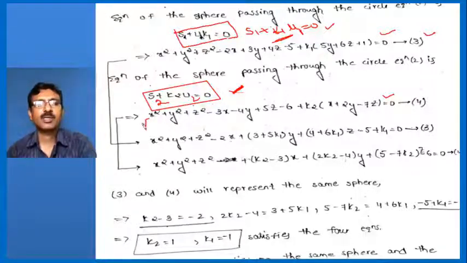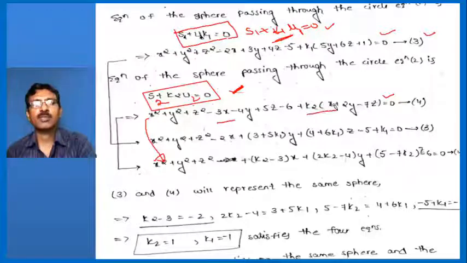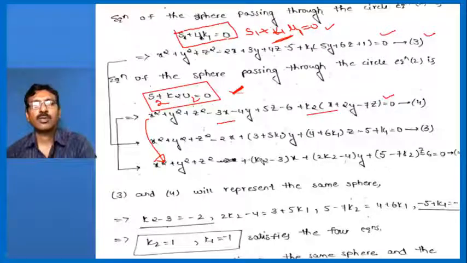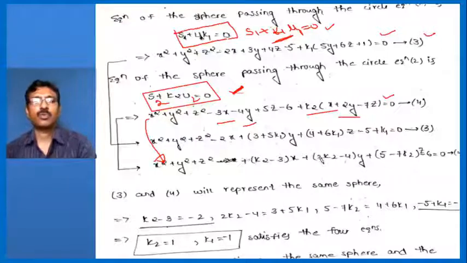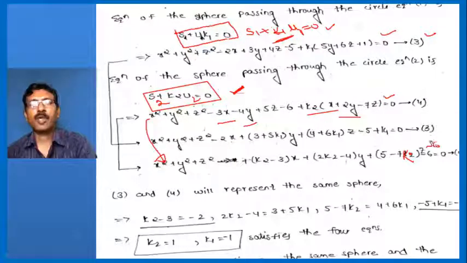Simplifying this, x square plus y square plus z square, rearranging the terms: for the x term, minus 3x and K2 x, taking x as common, K2 minus 3 into x; for the y term, minus 4y and 2K2 y, taking y as common, 2K2 minus 4 into y; for the z term, 5 minus 7K2 into z; and there is only one constant term, minus 6, equal to 0. This is equation 4.